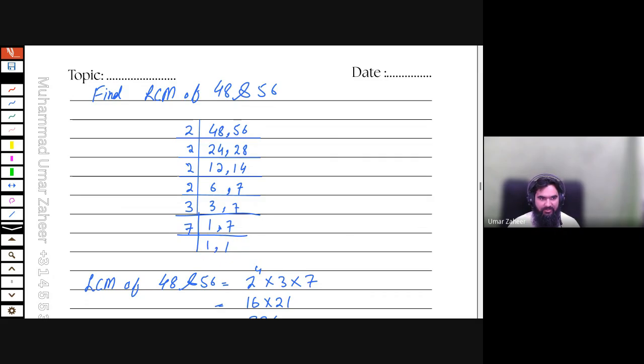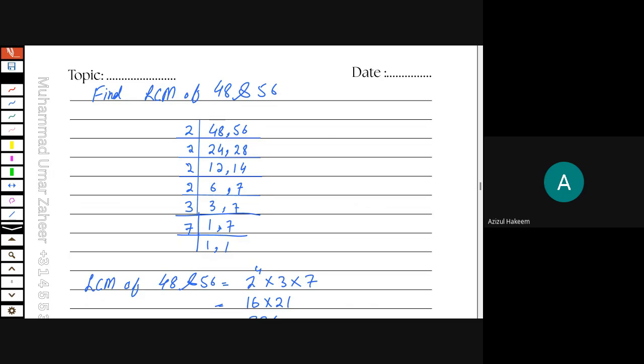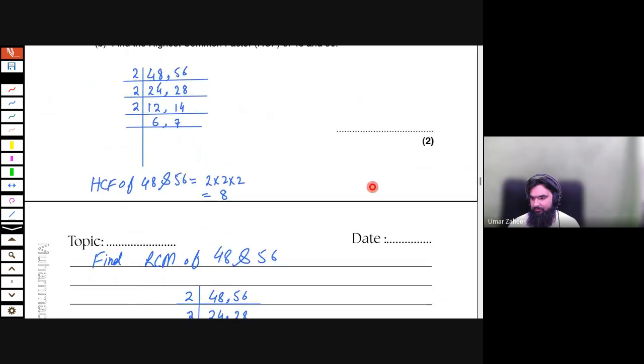Yes, everyone, is it clear? Could we just copy down the example? Yes, yes.